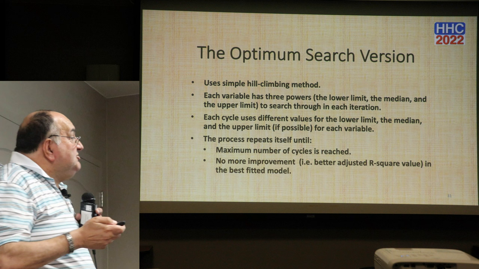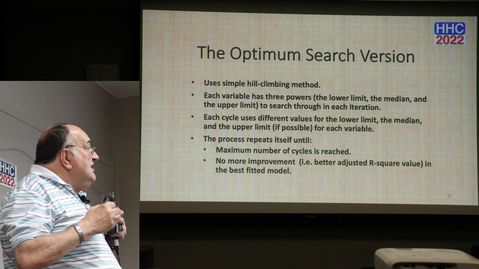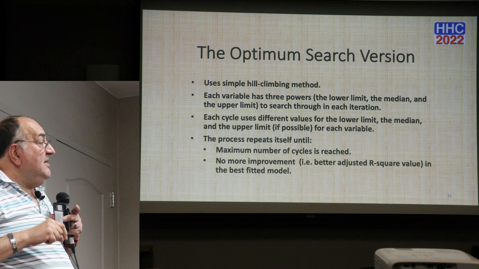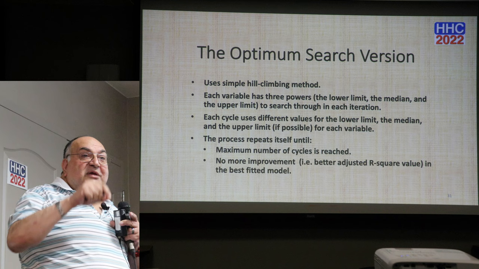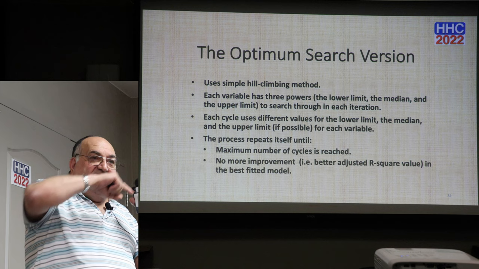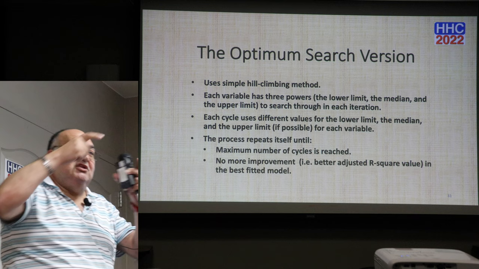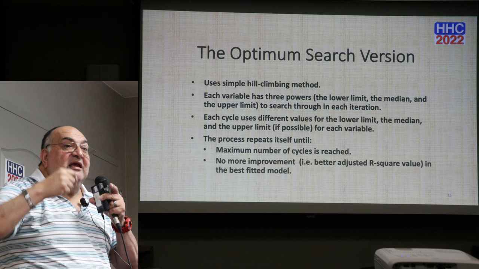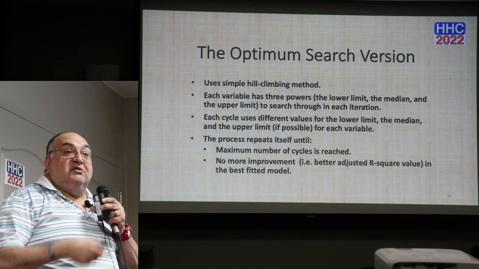The optimum search version can actually be the quickest. It's the simple hill climbing, like I said. Now, each variable has three powers, low limit, median, and upper limit. You specify the first and the last. The median, it takes as just the middle of these two. And so it has the centroid. It considers that the initial optimum point. And then in that range, it searches for a better point. If it finds it, that becomes the centroid, and it moves everything around the new centroid. And it does that repeatedly until it fails to get a better adjusted R square, or it runs out of iterations.